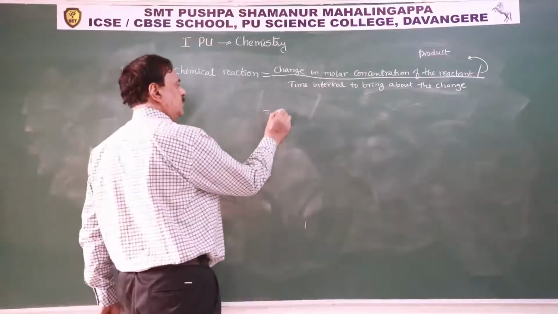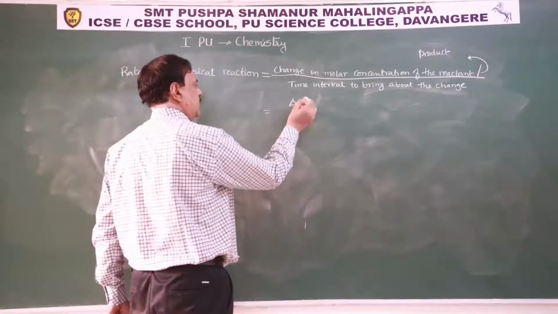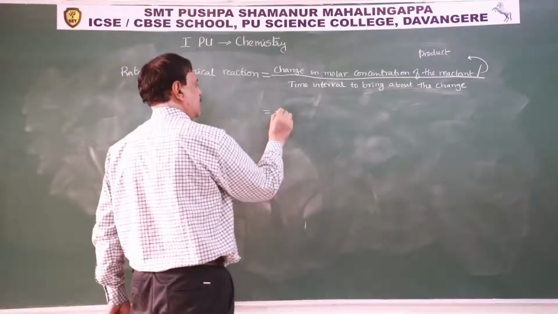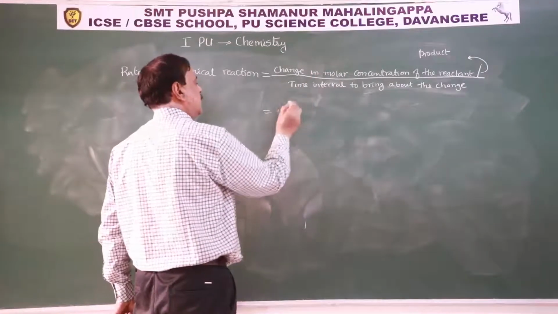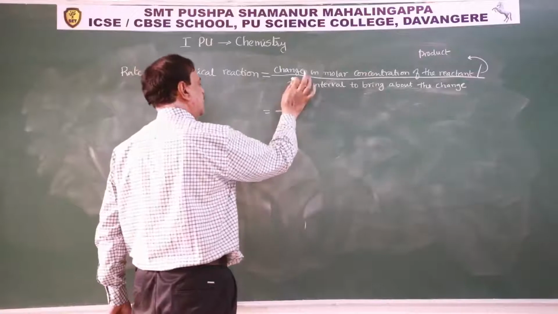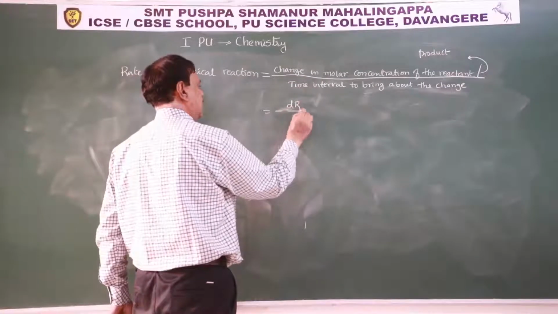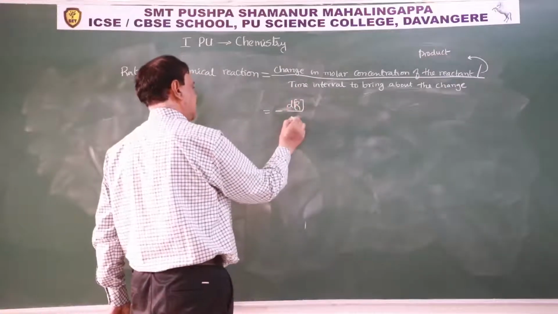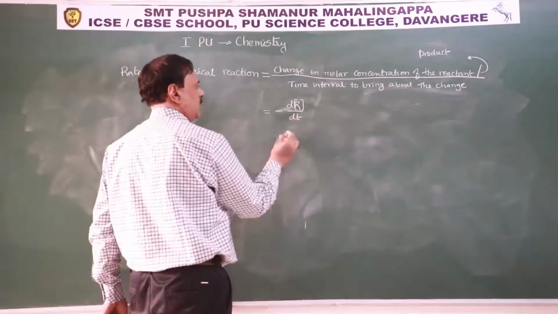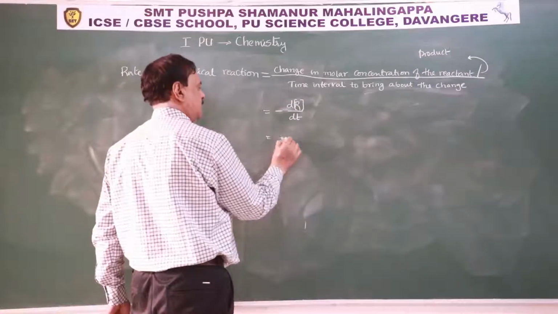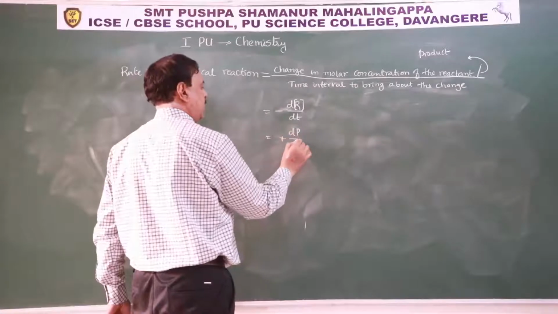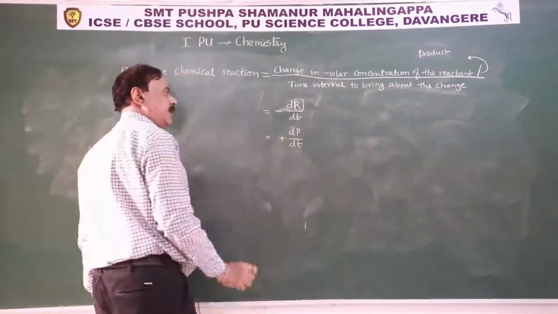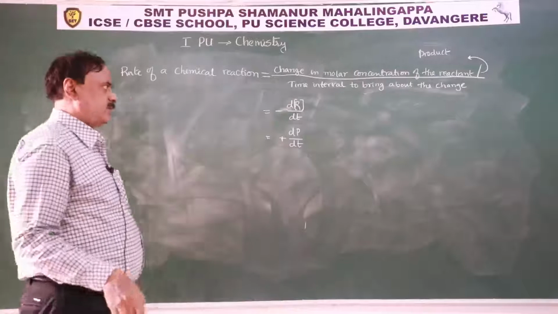That is equal to delta R plus, that is minus dR divided by dt, or plus dP divided by dt. That is the velocity or rate of a chemical reaction.